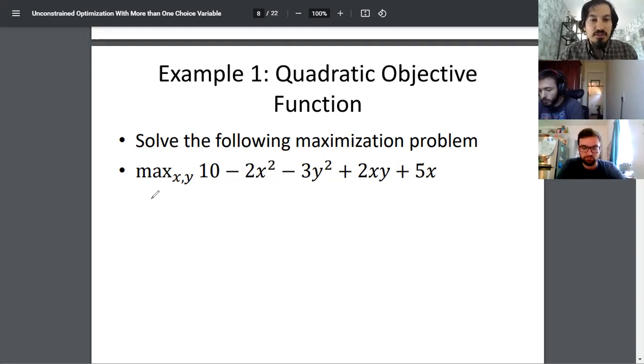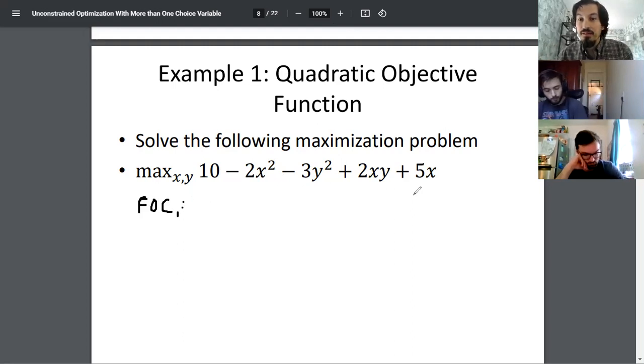Okay, so the first thing I do here is I sometimes use capital F for FOC. FOC1 is going to be what? Would somebody be willing to tell me what FOC1 is? When I say that, I mean the first order condition with respect to the first choice variable, which happens to be x in this case. What would it be?